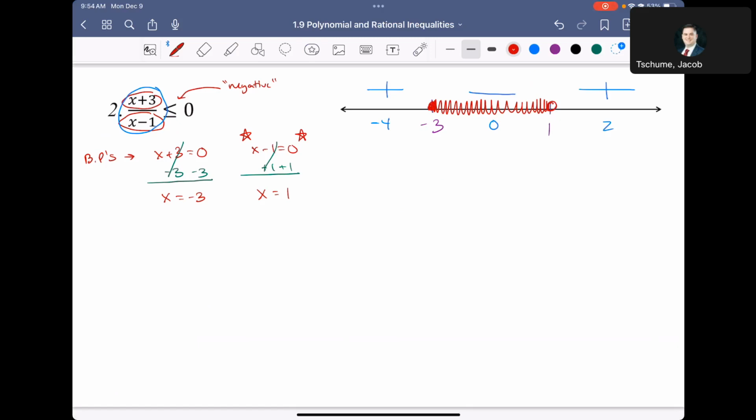And now if I project this down and write it as an interval, my lowest number is negative 3. My biggest number is 1 from the shaded region. But the negative 3 is going to be a bracket because I can include it there, but the 1 is going to be a parentheses because I cannot include the 1, because if you were to plug 1 in, it makes the bottom of your fraction 0. And so your final answer here is going to be negative 3 to 1 with a bracket on the negative 3 and a parentheses on the 1. And that's how you will work rational inequalities.